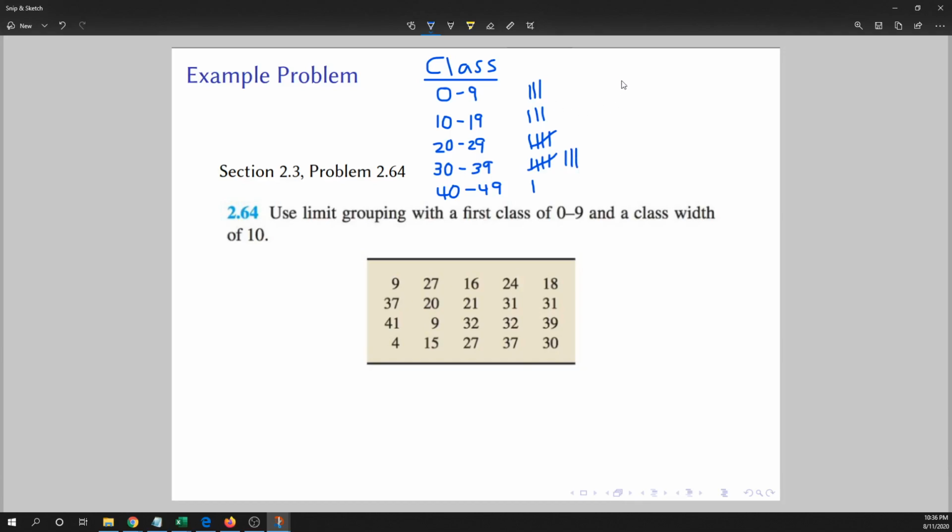All right, so we tallied all those out. So then the frequency would be 3, 3, 5, 8, and 1. Okay. All right, next up we would calculate the relative frequency.